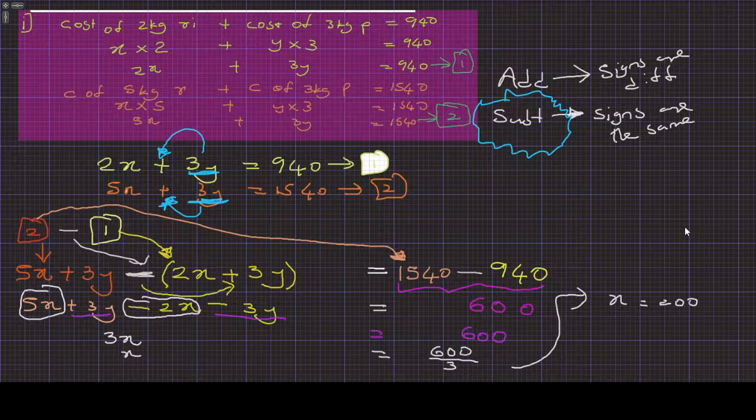Now we have to find the y's value. So how do we find the y's value? We have to use this x's 200 in the place of x. We have to write one of the equations once again. Let's do that. Let's go to the next page.